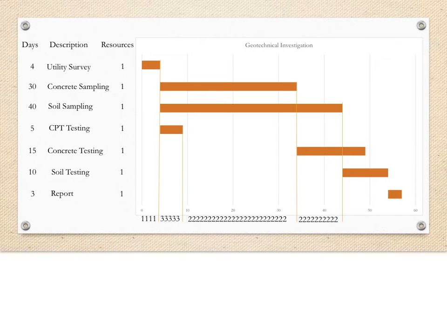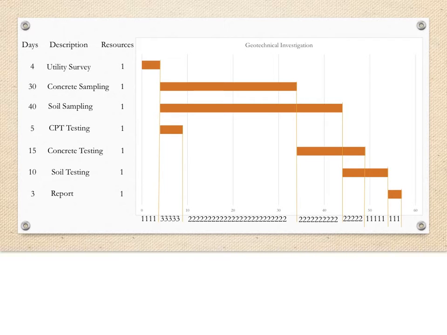After the concrete sampling ends, the concrete testing begins, so we still need 2 resources. After the soil sampling concludes, the soil testing will happen alongside the concrete testing for a time. We will need 2 resources during that time. After the concrete testing concludes, we are left with just 1 resource being utilized.